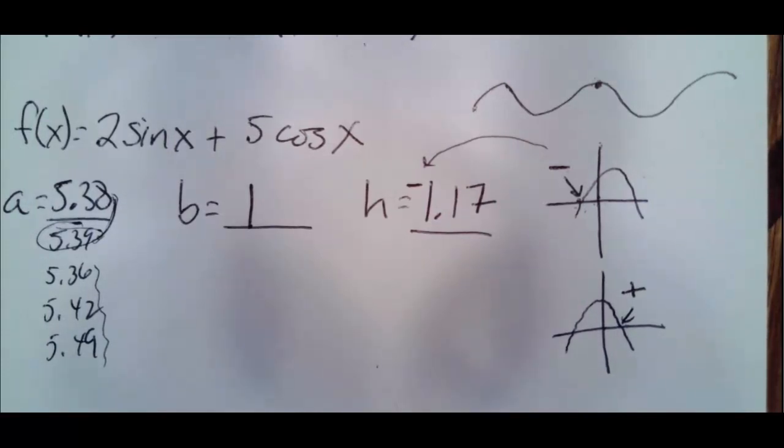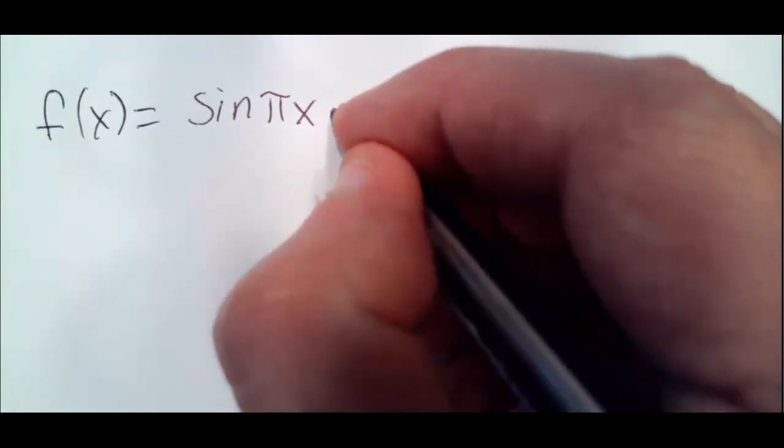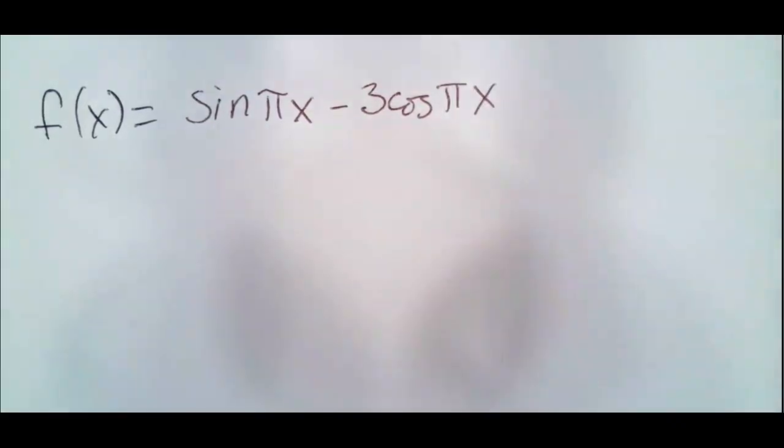Okay, let's do another example together, and then y'all are going to be trying these. So everybody write this down. The function of x is equal to sine pi x minus 3 cosine pi x.